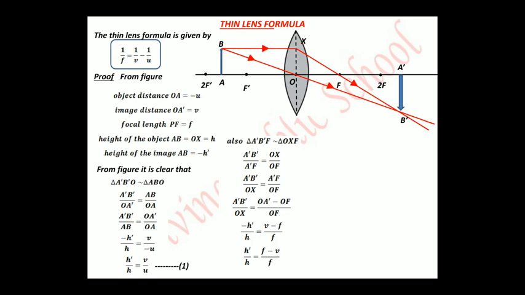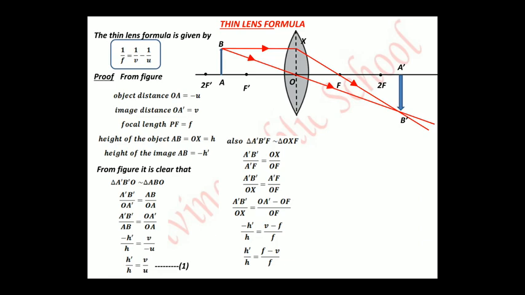Now these two triangles are similar to each other, so we can take the ratio of corresponding sides equal to each other. So now we are going to take height upon base in both the triangles. So let us see, in triangle A'B'F, A'B' upon A'F, and in triangle OXF we are going to write OX upon OF, height upon base in both the triangles. Now again the transposition takes place. OX is transferred to this side, A'F is transferred to that side. So we are going to have A'B' upon OX is equal to A'F upon OF.